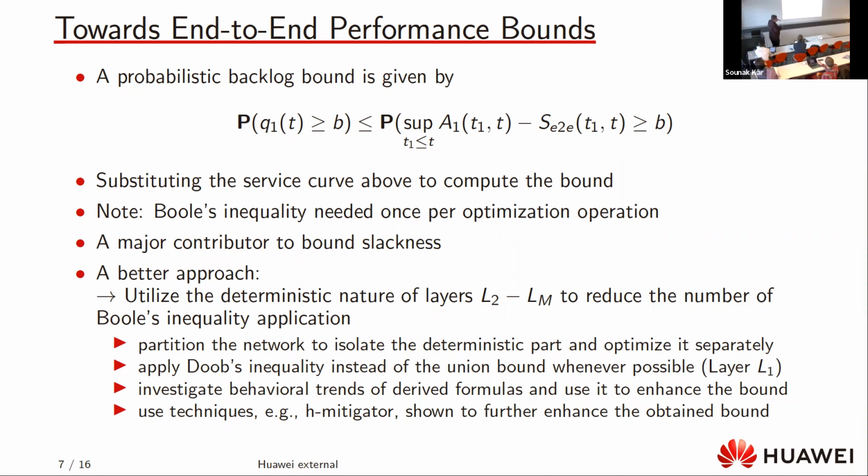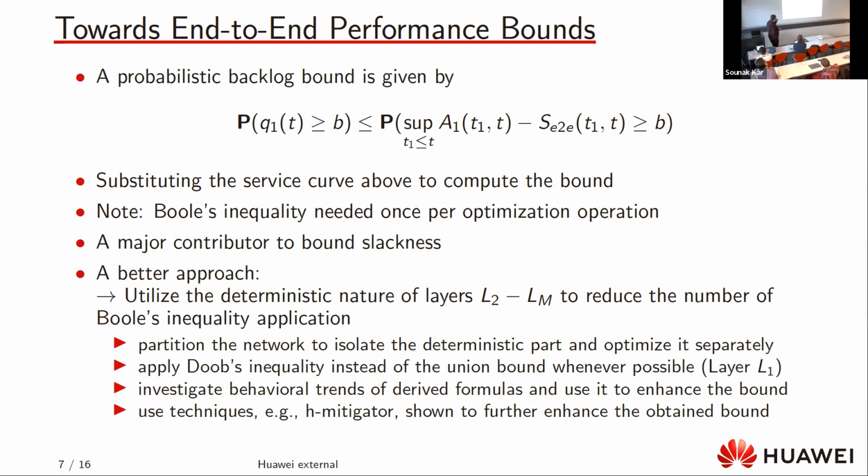And we know that Boole's inequality, or the union bound, is a major contributor to the slackness of the bounds, right? So what do we want to do? We want to reduce the use of the union bound as much as we can. And a better approach that we are trying is basically to utilize the deterministic nature of layer 2 up to layer n, because the random part is only in layer 1 due to the wireless links. The other layers are actually deterministic, right?